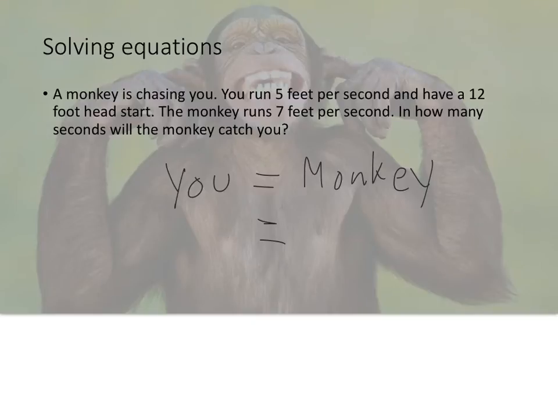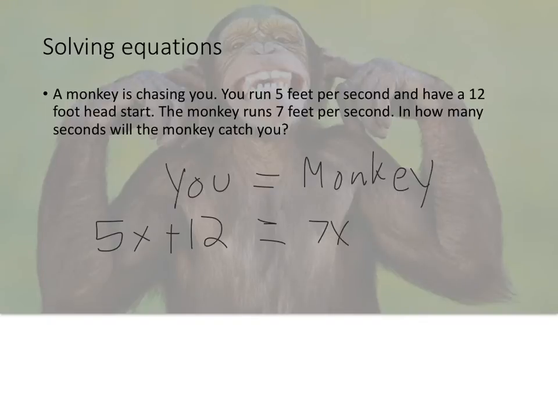You're brilliant. So, let's look at how fast we run. You run 5 feet per second. So when we say per second, it's times the number of seconds, which of course we don't know, so we'll call that X. 5 feet per second, and you have a 12-foot head start. So that 12 foot gets added to you. Versus the monkey over here runs 7 feet per second, so that's represented by 7x.